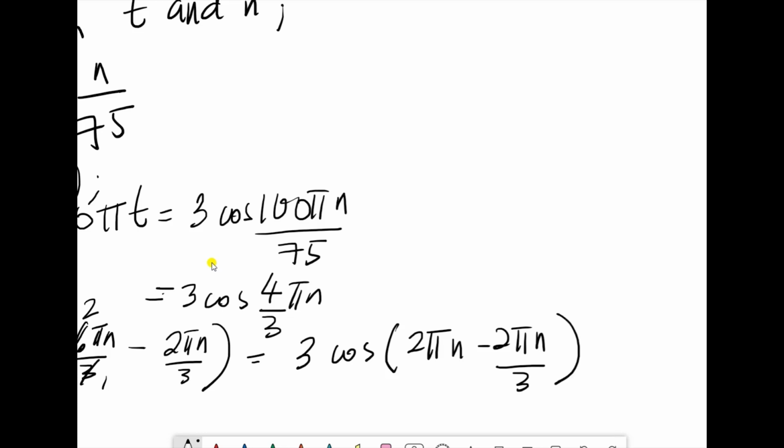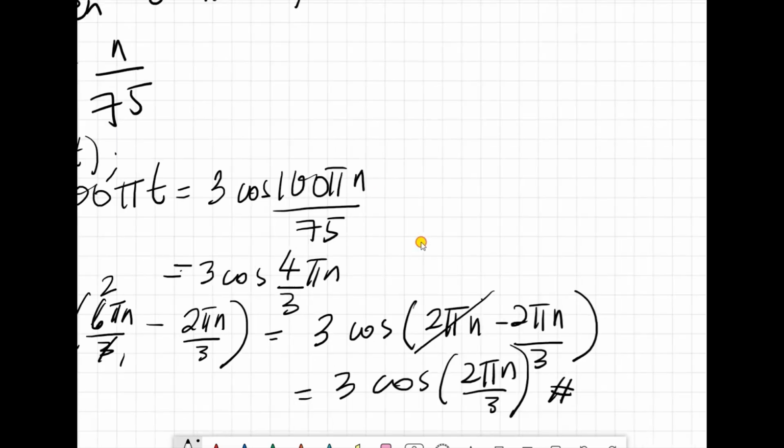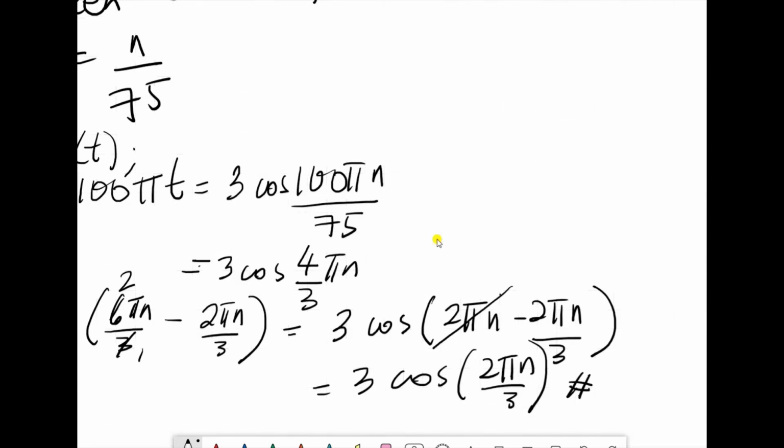Alright, so again, this is one complete cycle, so we can actually neglect that, and then we can rewrite this as 3 cos 2 pi n over 3. Okay, so that is your discrete time signal for this particular sampling frequency.